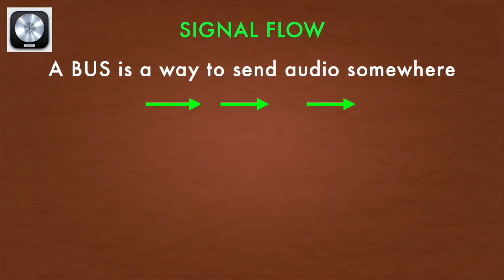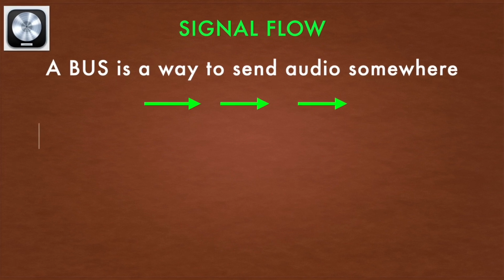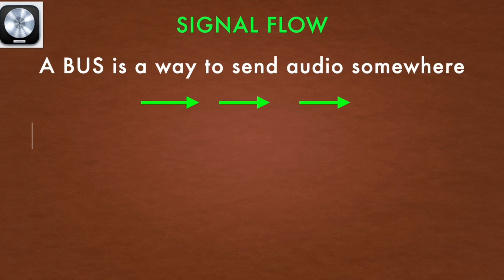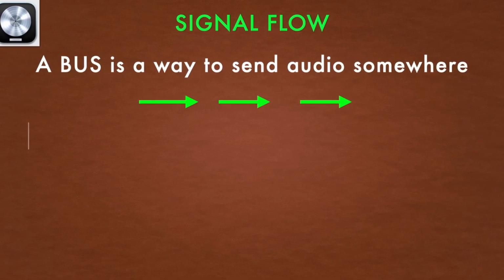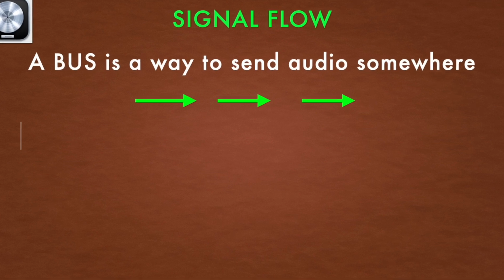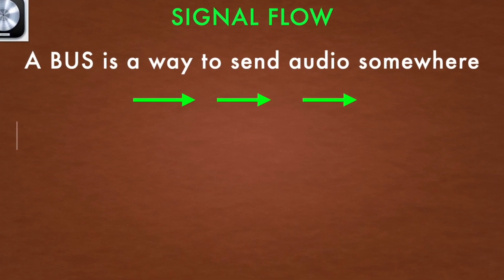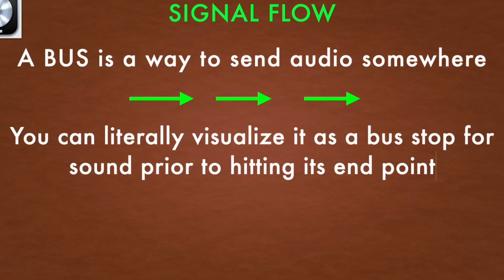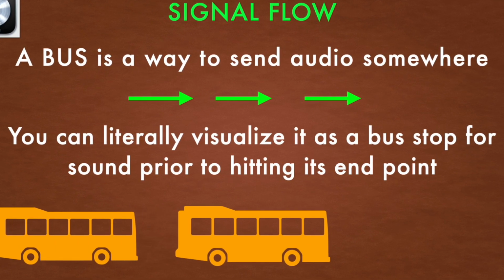Signal flow refers to the route that sound makes on its way to its final destination of outputting sound in Logic Pro. A bus is a way to route audio by sending it somewhere, which provides great benefits. You can literally visualize a bus as sending sound along a bus route to its final destination.